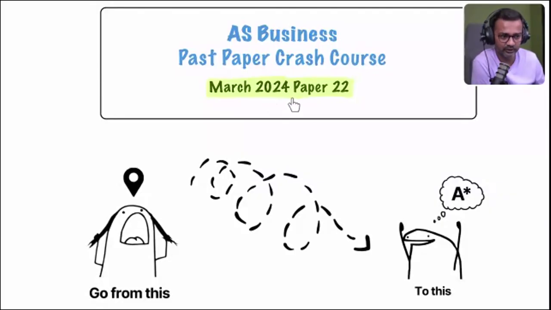This is March 2024, paper 22. Remember, there's only one variant available in March, so that's the one you use. And I do recommend that you do all March ones. They're the same as any other session, June or November.